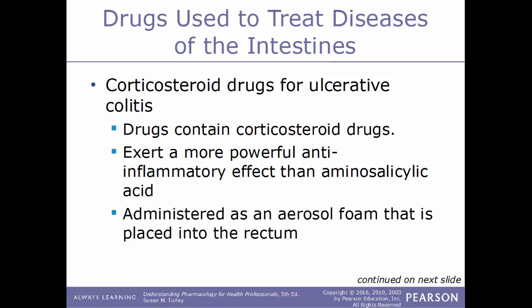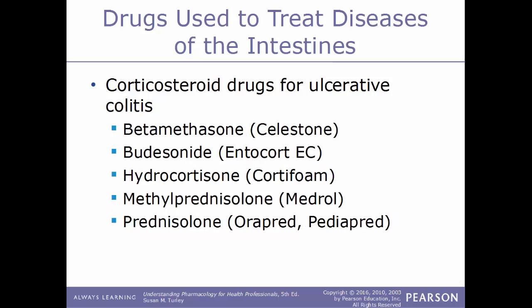Alright, another kind of drug that could be used to treat ulcerative colitis: corticosteroids. Now, these have a more powerful anti-inflammatory effect than the aminosalicylic acids would. And these would be administered as an aerosol foam that is placed into the rectum. So examples of this type of drug: betamethasone, which is sold under the name Celestone; budesonide, which is sold as Entocort EC; hydrocortisone, which is sold under the name Cortifoam; methylprednisolone, which is sold under the name Medrol; and prednisolone, which is sold under the names Pediapred and Orapred.